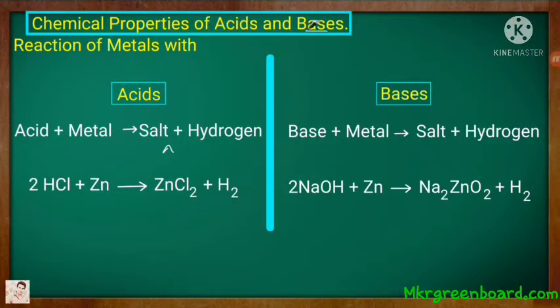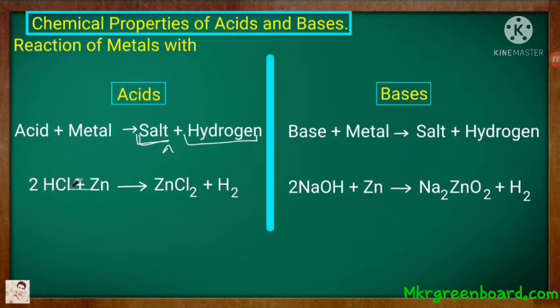Chemical properties of acids and bases: reaction of metals with acid as well as reaction of metals with bases. First we will study the acidic. When acid reacts with metal, it forms a salt and hydrogen gas is liberated.